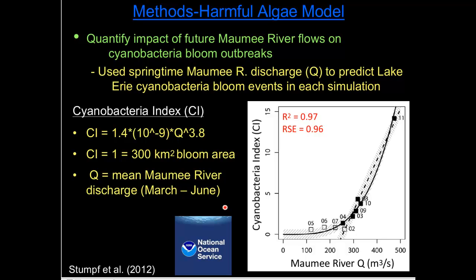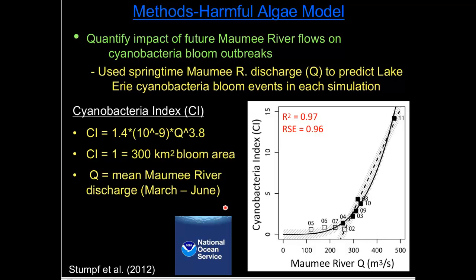So this is the model that we're using to predict from the discharge in the Maumee River the intensity of the harmful algal bloom events. It is a little bit possibly counterintuitive. There's a lot of good evidence that shows that phosphorus is really what drives the harmful algal bloom events.